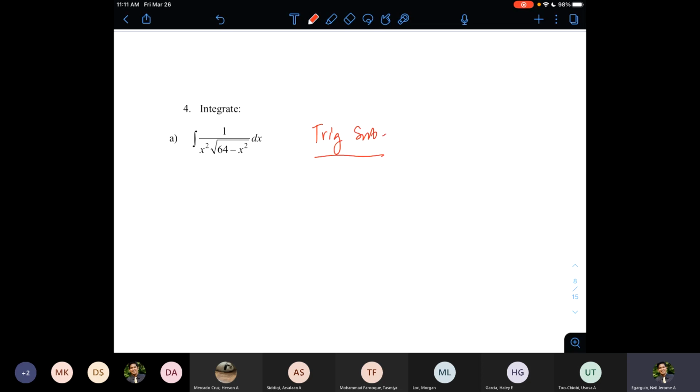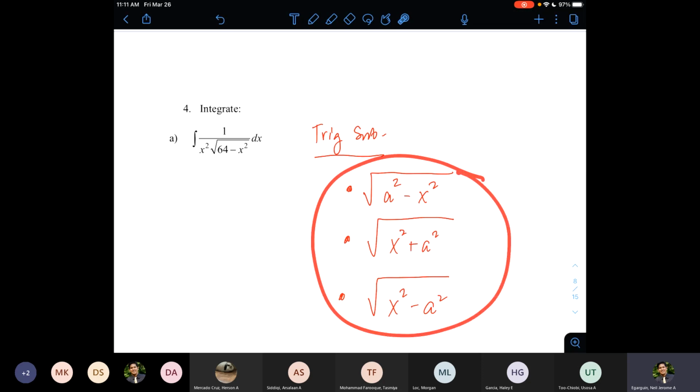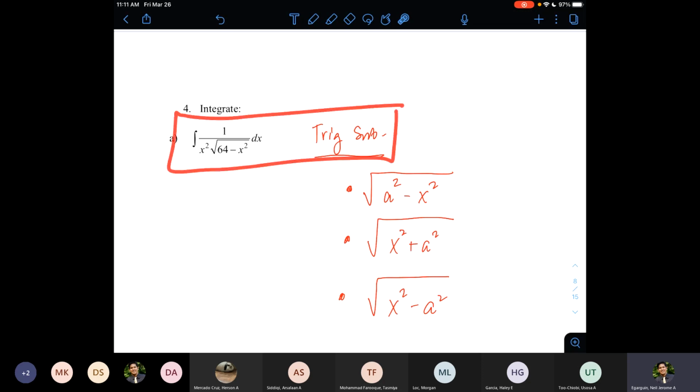Because here you have a radical. So whenever you have a radical of any of the following forms, square root of a squared minus x squared, square root of x squared plus a squared, or square root of x squared minus a squared, if you see any of these three forms, probably you can use trigonometric substitution.